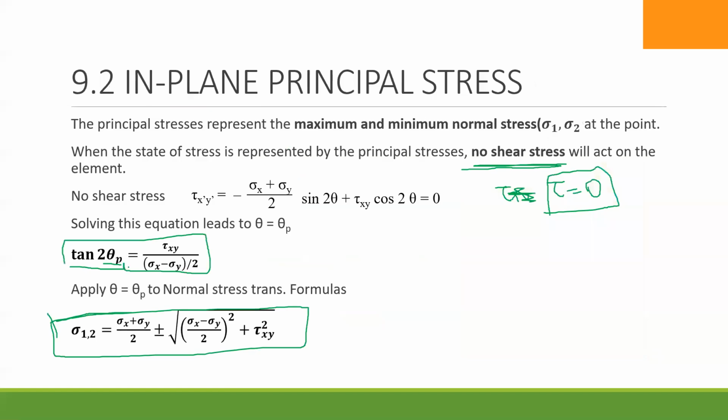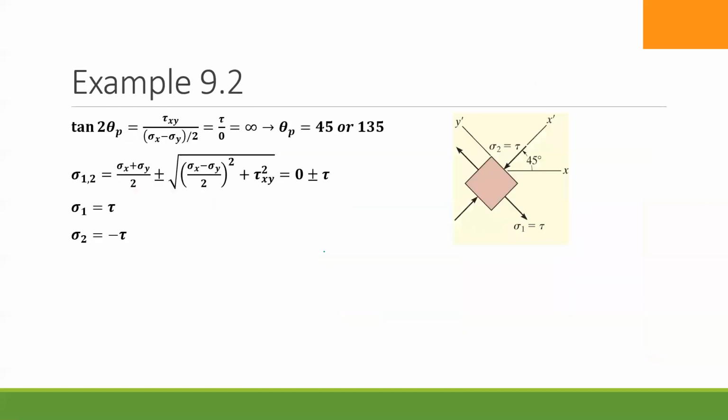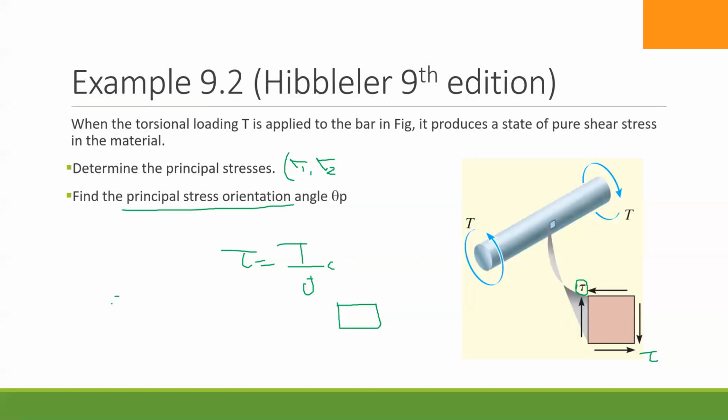So we have a formulation, we apply the formulation. First of all, I want to start with tangent 2 theta p. You can see it is 2 tau xy divided by sigma x minus sigma y. First of all, what is the value of sigma x? Sigma x is equal to 0. What is sigma y? Sigma y is equal to 0. What is the value of tau xy? Tau xy is equal to minus tau. You remember, this is the minus side, so when I look in this direction, I can write minus tau.